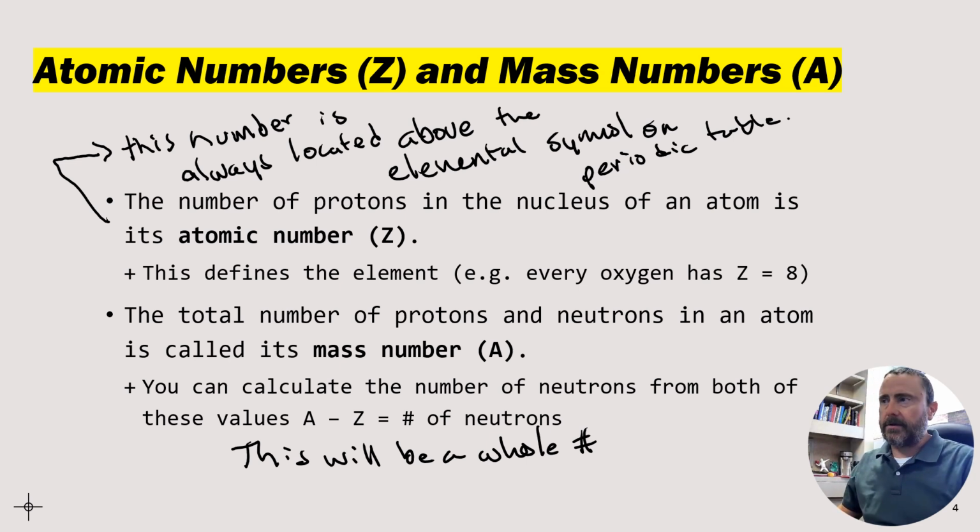If we want to calculate the number of neutrons from these values, you take the mass number, which is protons plus neutrons, and subtract off the number of protons. That would give us the neutrons. So A minus Z gives us the number of neutrons.